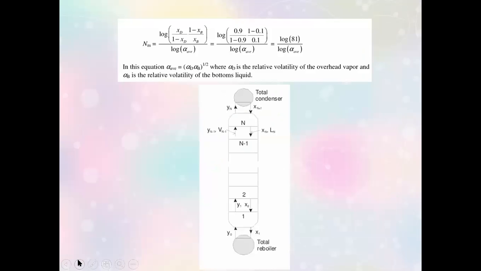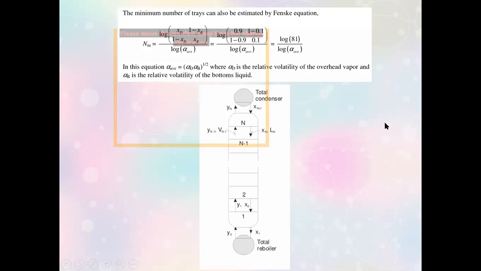Now, if we determine the minimum number of stages analytically, you will need Fenske's equation. This is Fenske's equation: the log of xD over 1 minus xD.